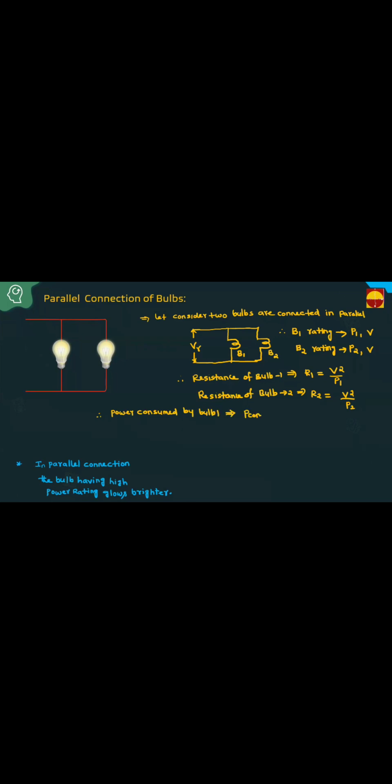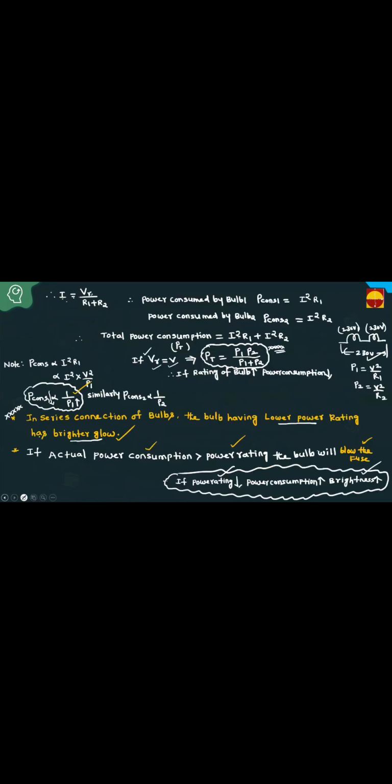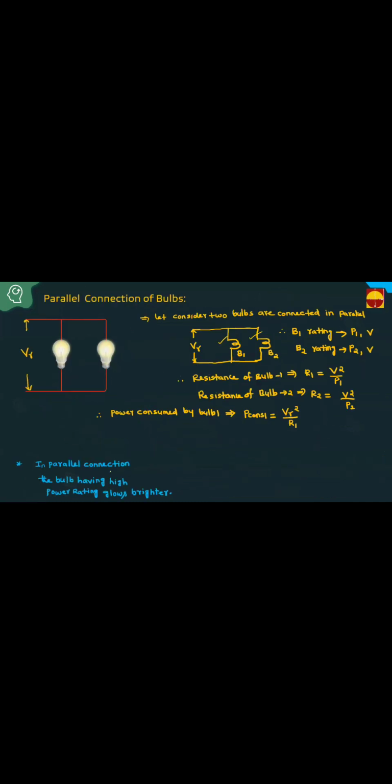The power consumed by bulb 1, P consumption 1, is VR square by R1. Sir, why have you taken VR square by R? It's very important here. In parallel connection, voltage is constant. Voltage across this bulb and voltage across this bulb is equal. That's why the power consumption depends on the voltage. But in series connection, which is constant? Current is constant. There I wrote the power consumption in terms of the currents. But here I have taken it with respect to voltages because it is a parallel connection. This is the main difference here.